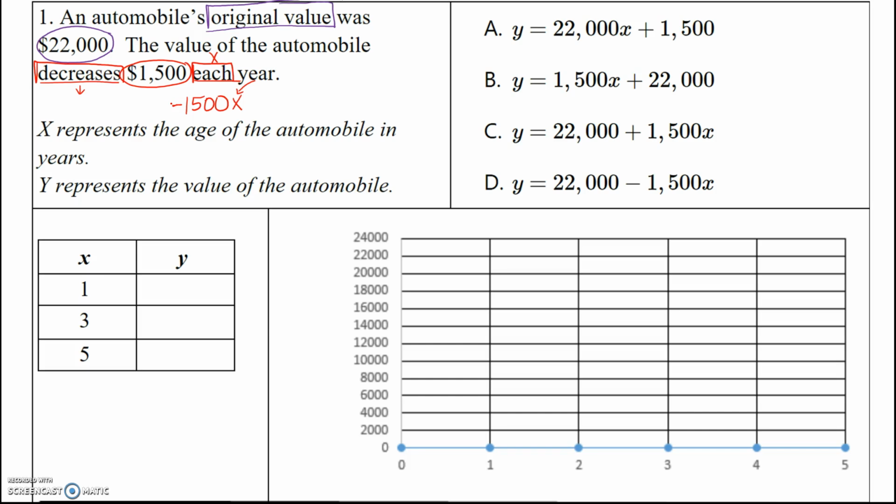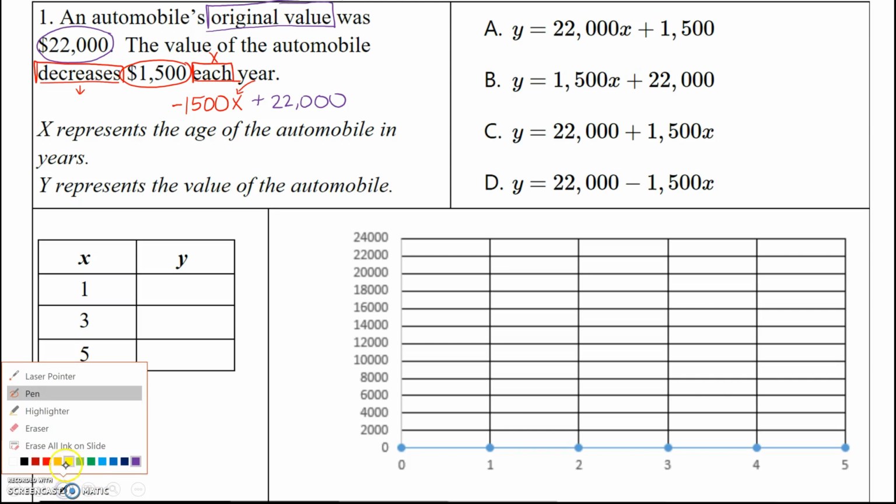And then we can only have one number that's going to be multiplied, so the other one has to be added or subtracted. And we see original value. So that's my starting point. So the car started out at $22,000 and the value of it went down $1,500 each year. So I'm going to put plus $22,000.